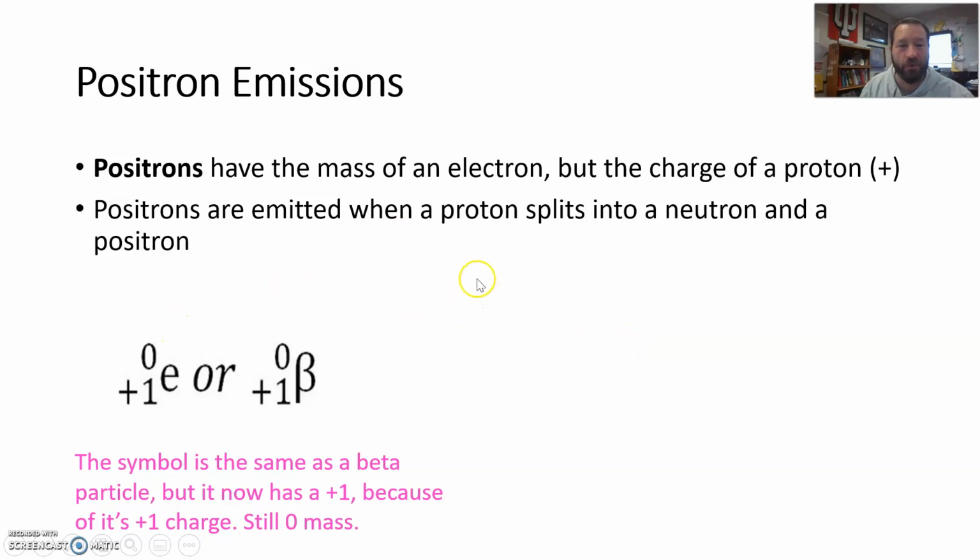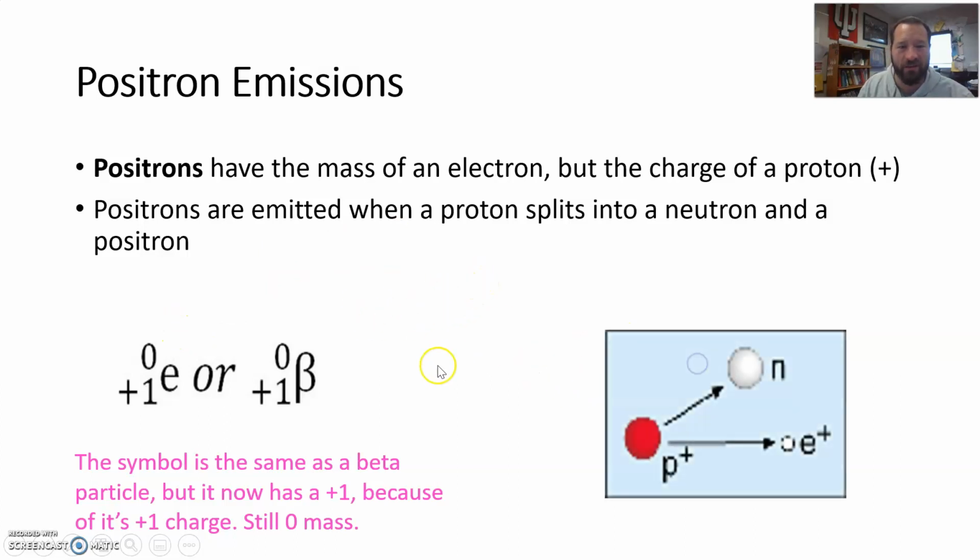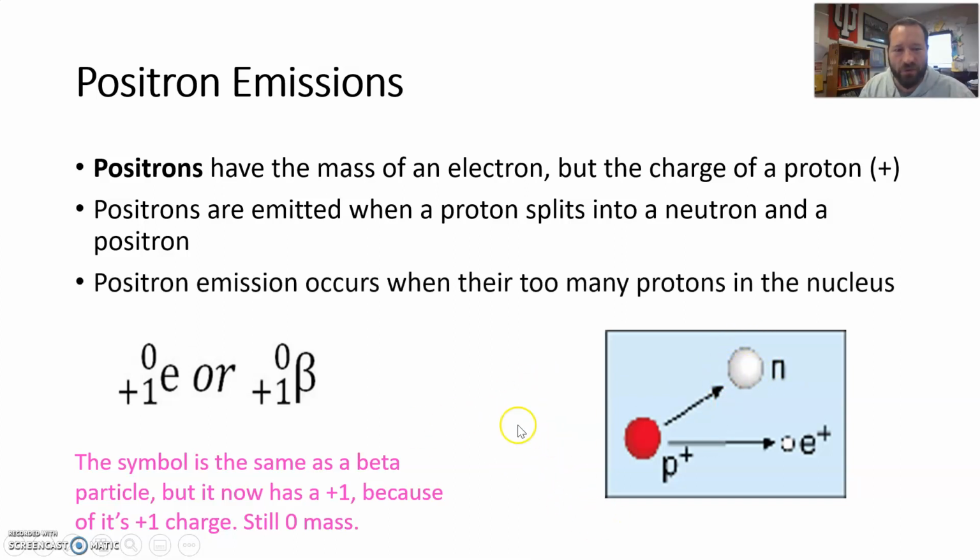Positrons are emitted when a proton splits into a neutron and a positron. Here's our proton, and it splits in half into a neutron and a positively charged particle with no mass called a positron. So the charge comes out, it's now chargeless, but it still has its mass as a neutron, and that's what this type of decay is. This occurs when there's too many protons in the nucleus.